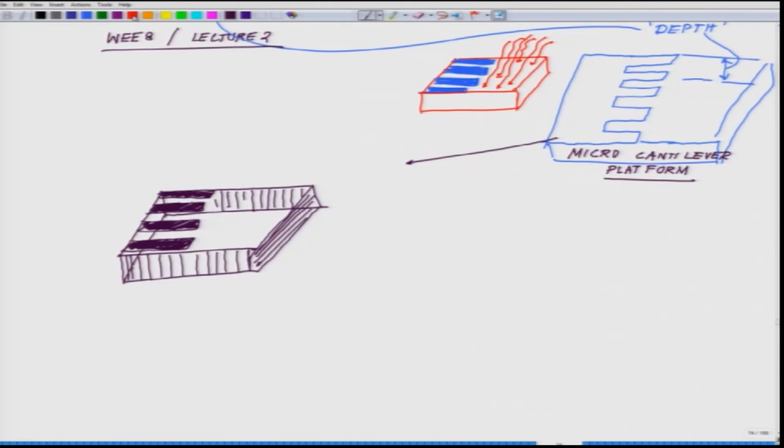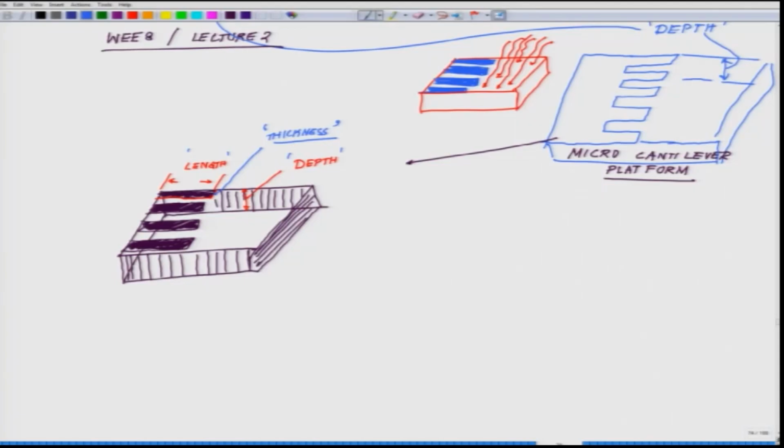And I told you that there is a depth into it. So, it is kind of a closed thing, and there is a length that is in your control, and this has a thickness. That thickness is very important. I will come to why that thickness is important. So, this is how a micro cantilever system looks.